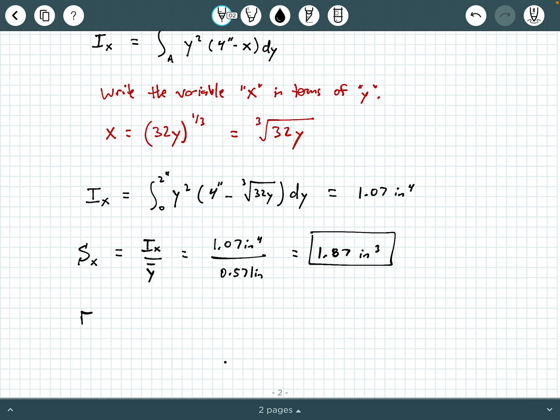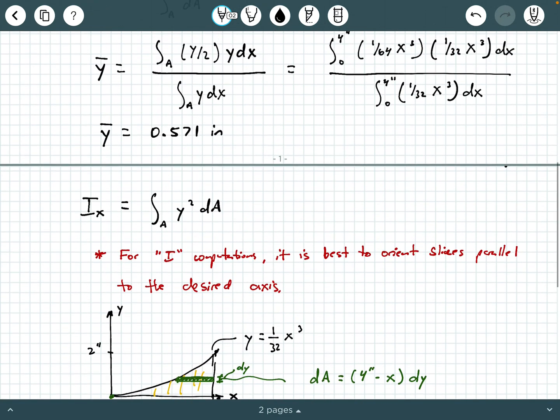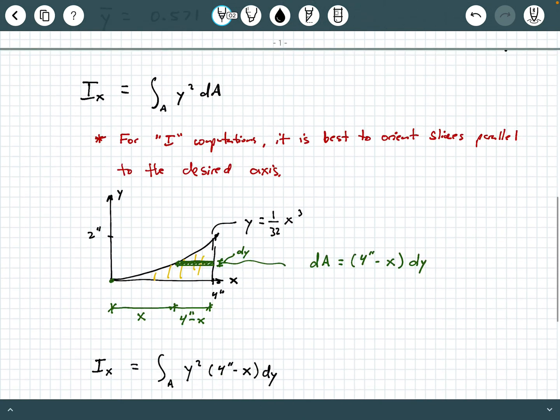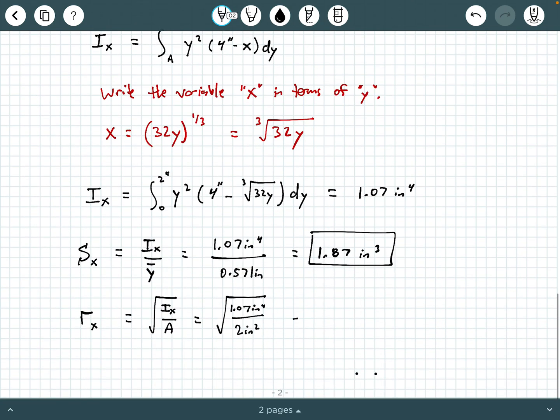And then we need the radius of gyration about the centroidal x-axis, which is the square root of I sub x over the cross-section area. So this is the square root of 1.07 inches to the fourth. Track these units for me. And I think the area we got earlier is 2 square inches. Let's scroll on up and double check. Yeah, there it is, 2 square inches. So we can evaluate this, and I get 0.731 inches as a radius of gyration. So check those units: units of section modulus are length cubed, and units of radius of gyration are just length. So that is the end of this example.